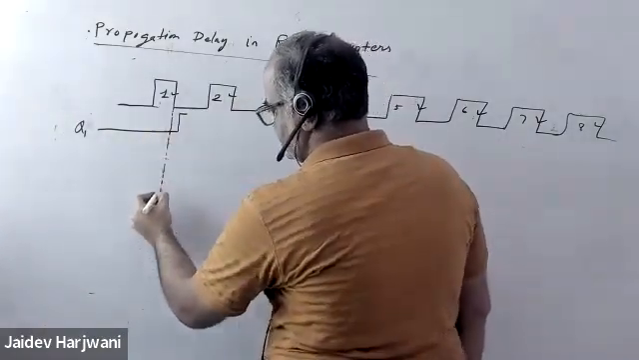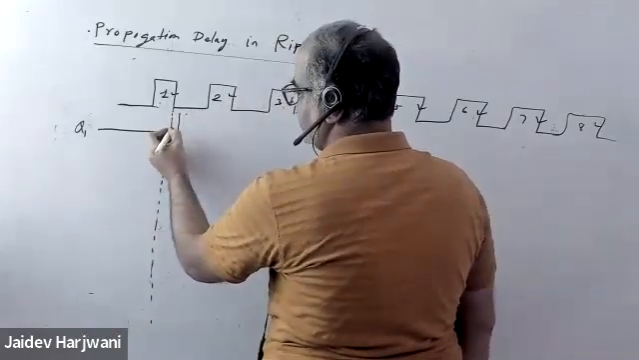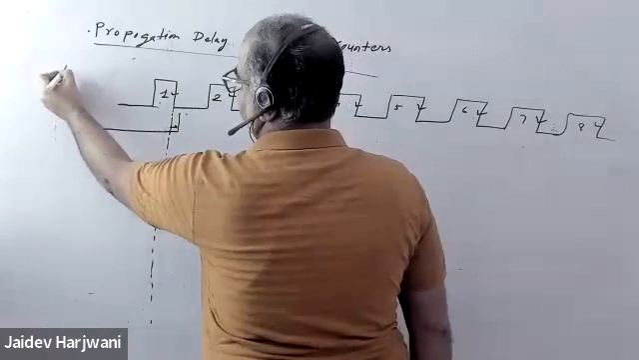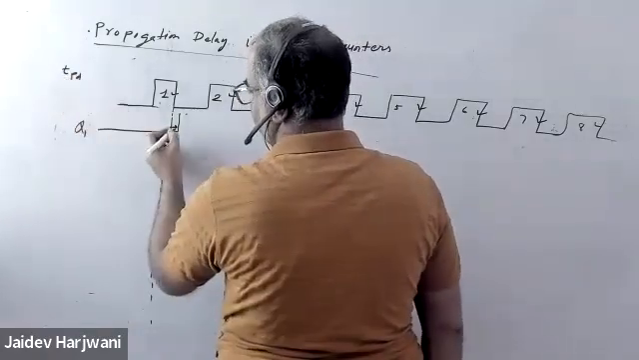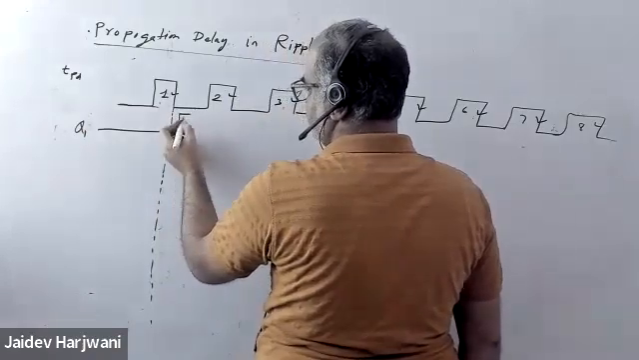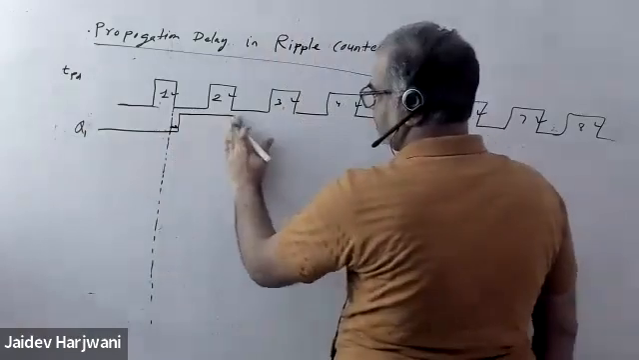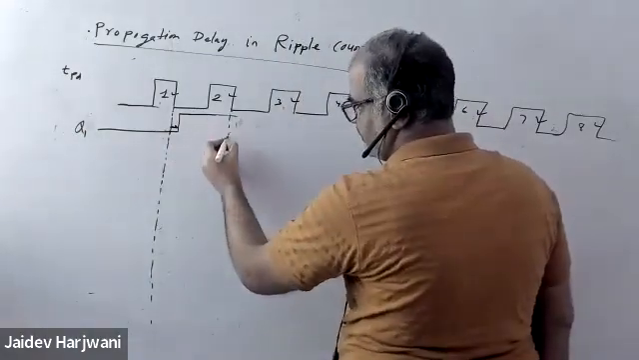Let me make this like this. Now this is your propagation delay. Propagation delay is written as TPD. So you get 1 TPD delay here. Now this will continue. Again it will go down and change here. So this is where it actually should be, but it's not happening here.